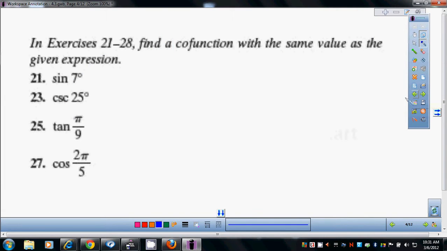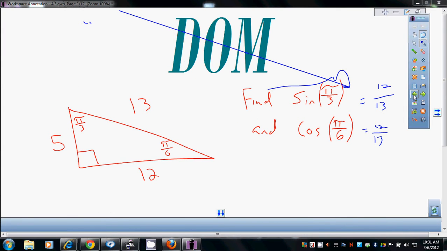Moving on. I'm not actually going to quiz you on this. This is not included in your homework. But there's just one thing I wanted you to notice. Going back to the DOM, these are considered cofunctions. Sine of any angle is going to be equal to cosine of its complementary angle. As you can see here, sine of 60 degrees and cosine of 30 were the same thing. Every function in trig has a cofunction, something that is equal to the exact same thing.